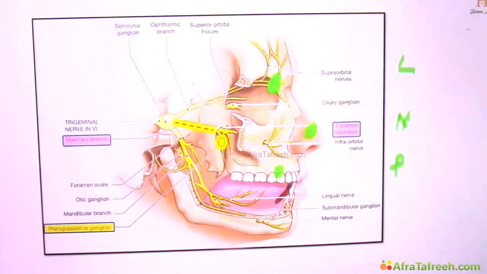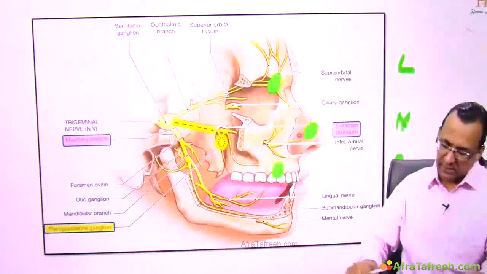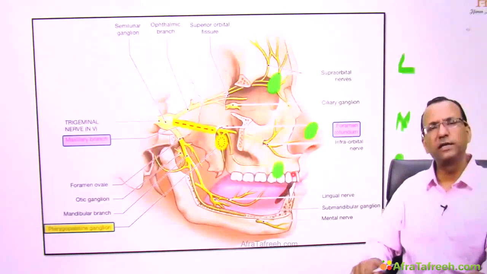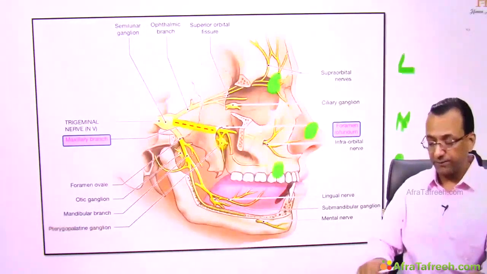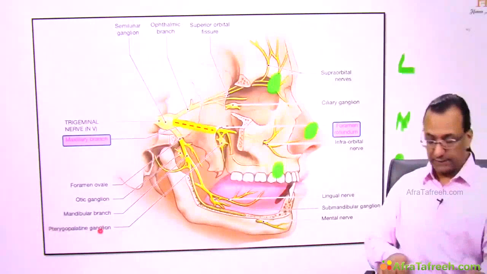Palatine. So you're telling L for lacrimal, yes. N for nasal, yes. P for palatine, yes. I think lacrimal, nasal, and palatine glands are controlled by the facial nerve. Yes, it is the facial nerve, but via the ganglion, the pterygopalatine ganglion.